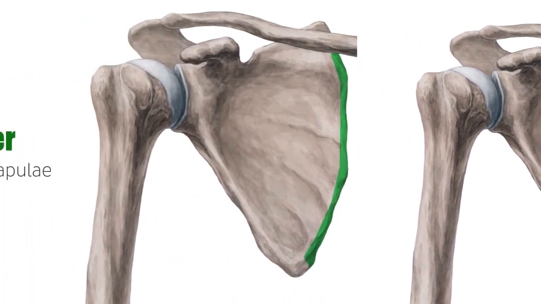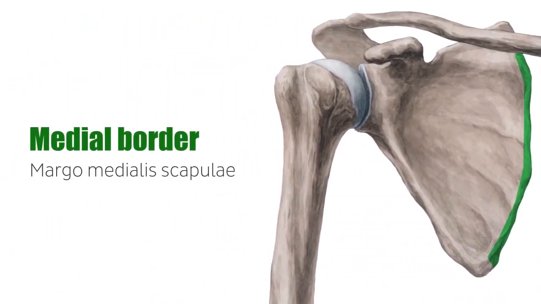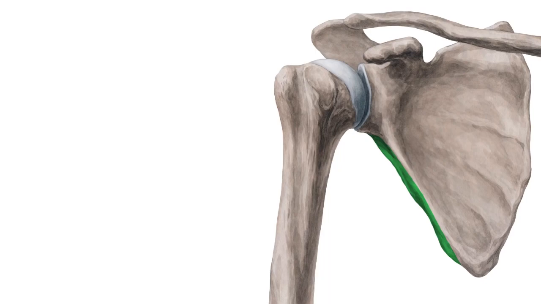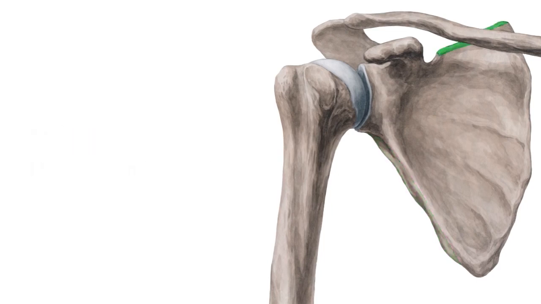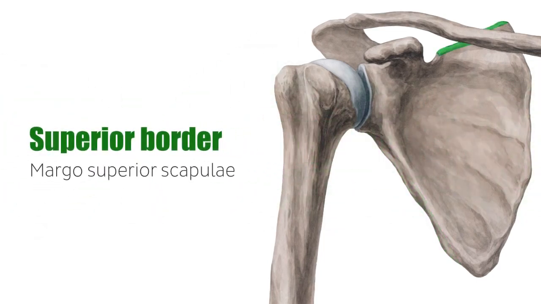Next are the borders of the scapula. The medial border, which is the longest and faces the vertebral column. The lateral border, this is the border of the scapula facing the humerus. And the superior border, which is the shortest and thinnest.